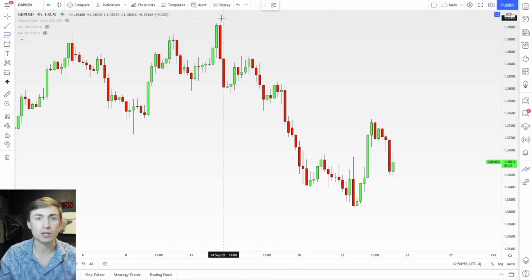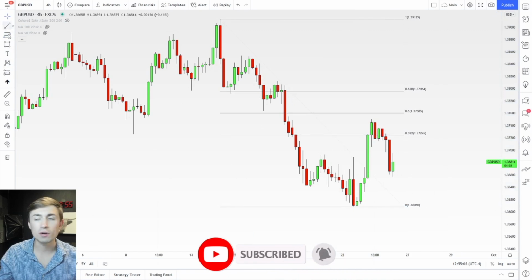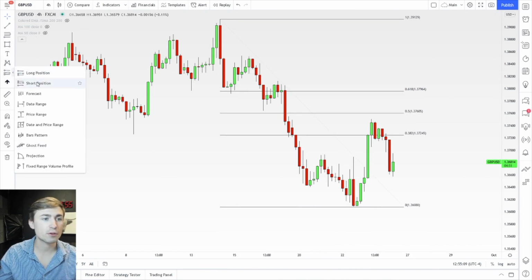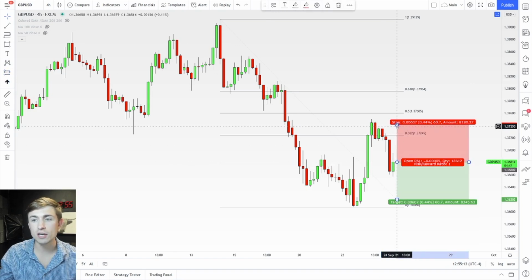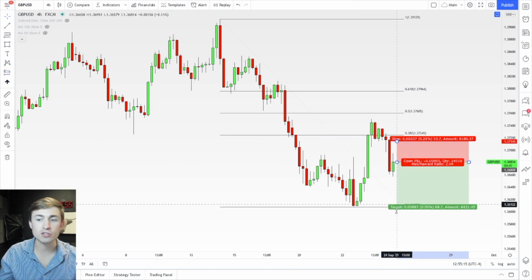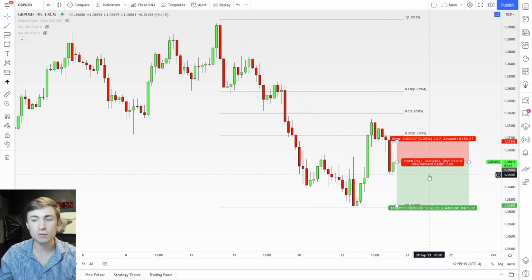For example, if I want to use Fibonacci retracements, there's all sorts of different tools you can see over here on the left-hand side that you can play around with and use in your trading. You can actually even set up theoretical short and long positions. For example, if I were to take a short position, I could set up a theoretical one here and actually go set the trades up in my broker, right? So that would be one option.